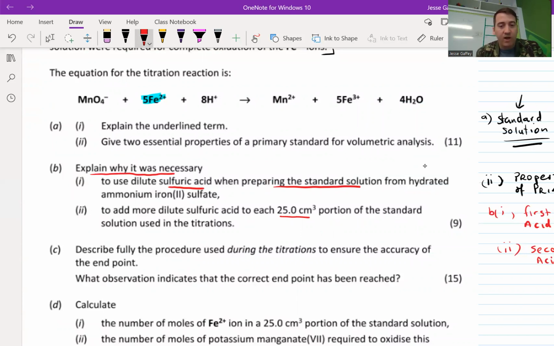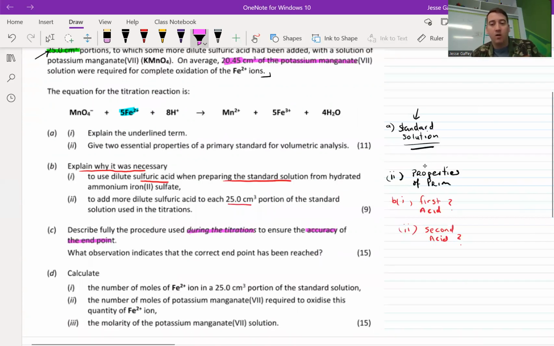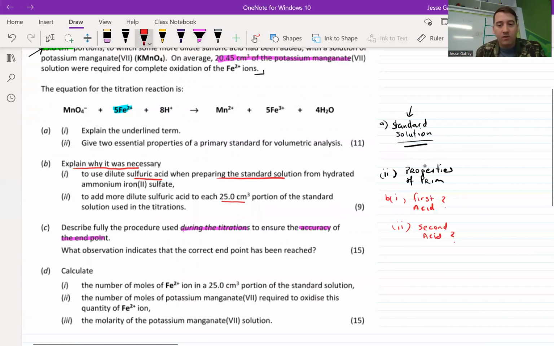Again, this is why you need to get really good at reading these answers during the titration. So when you're actually doing the titration, describe fully the procedure to ensure the accuracy of the endpoint. So how do we get an accurate endpoint during the titration? Okay, so that's what we're going to do now. See accuracy during titration. So pause the video and write down some steps that we can do to ensure accuracy during the titration.